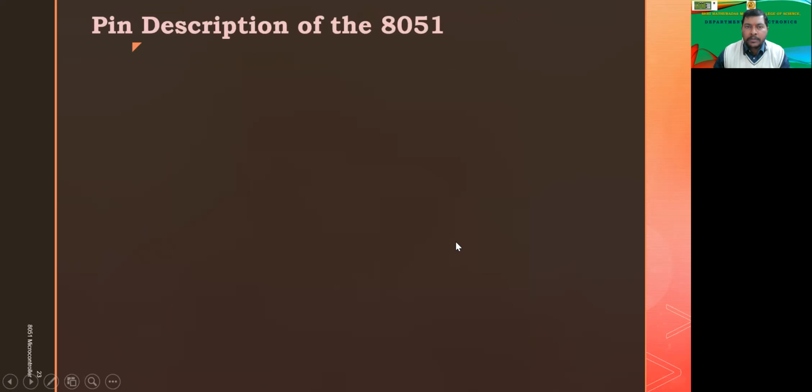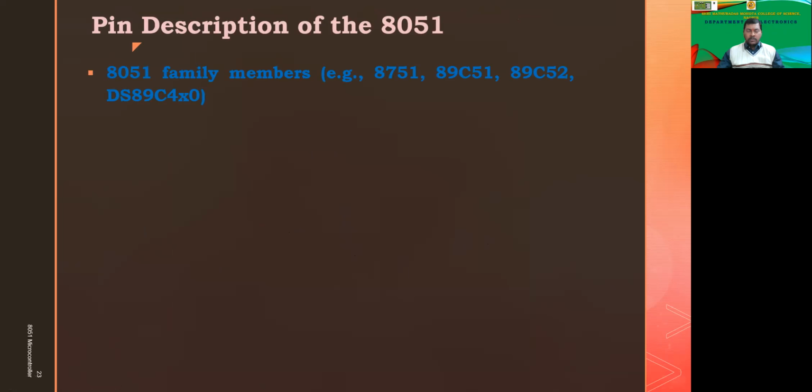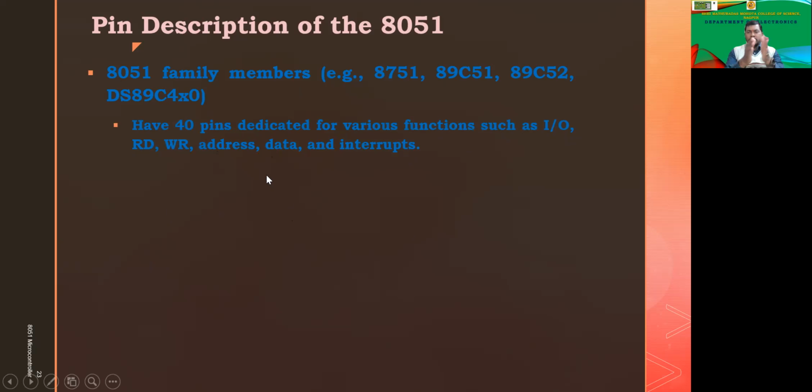Now let us begin with the pin description of 8051, right? What we have studied there, one by one we'll study that. So 8051 family members, that is 8751, 89C51, 89C52, 89C44, 4x0. So these are the families of 8051. Now all are having 40 pins dedicated for various functions such as input, output, read, write, address, data, and interrupts. So all these ICs are having a 40-pin dual inline package. Dual inline package means it has pins on both the sides.